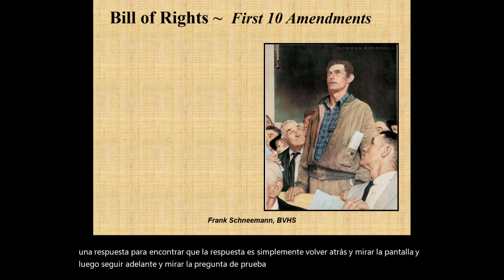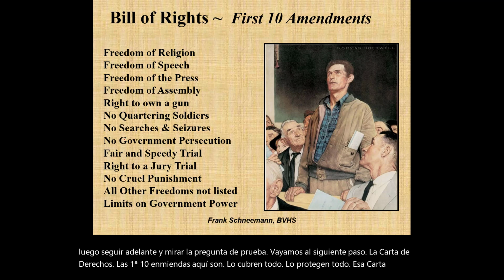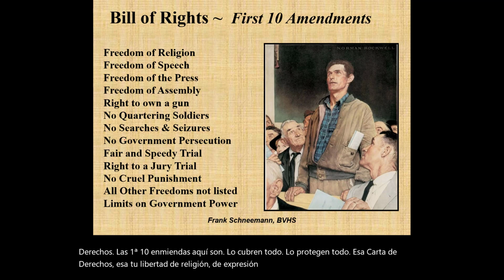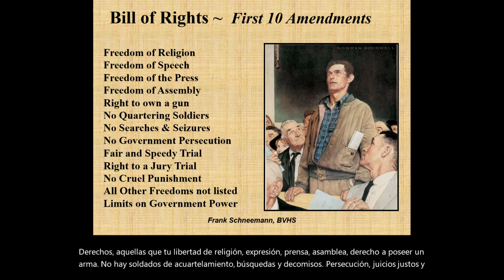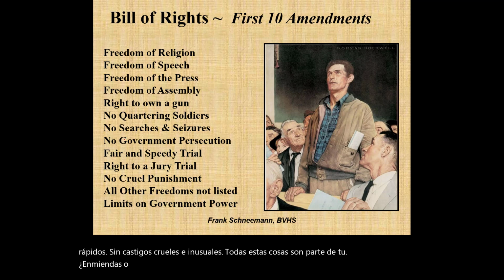The Bill of Rights, the first 10 amendments. Here they are. They cover everything. They protect everything the Bill of Rights does. Your freedom of religion, speech, press, assembly, your right to own a gun, no quartering soldiers, searches and seizures, persecution, fair and speedy trial, jury trials, no cruel and unusual punishment. All these things are part of your amendments, or it's also called the Bill of Rights, the first 10 amendments of the Constitution.